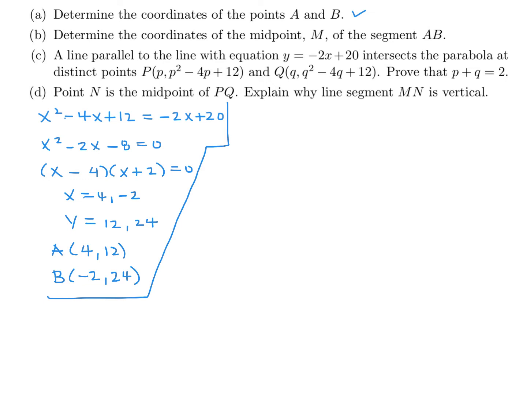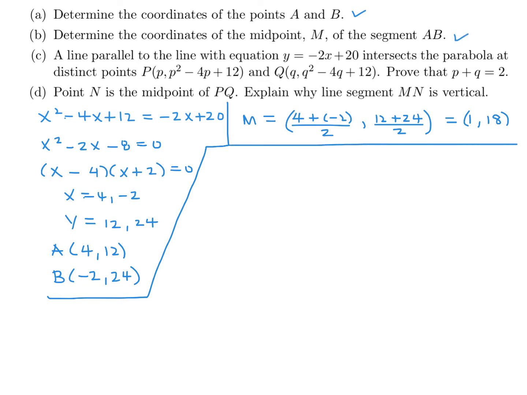Okay, well, that's pretty straightforward. You just use the midpoint formula. So 4 plus negative 2 divided by 2, and then 12 plus 24 divided by 2, and that is 1 and 18. So that is the coordinates for M. That takes care of B.